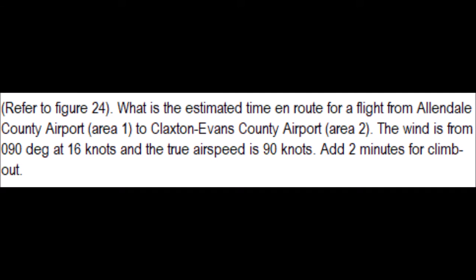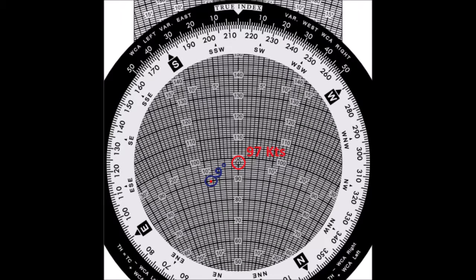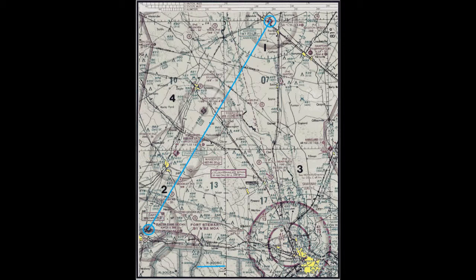The next question uses the same parameters, and they are asking us how long does it take us to get there. Going back to your E6B, you can see that the hole or the center of the window is in the 97 mark, which means our ground speed is 97 knots. Now we have to determine the distance. Because the figure is not to scale, we will need to get a bit creative to determine the actual distance.